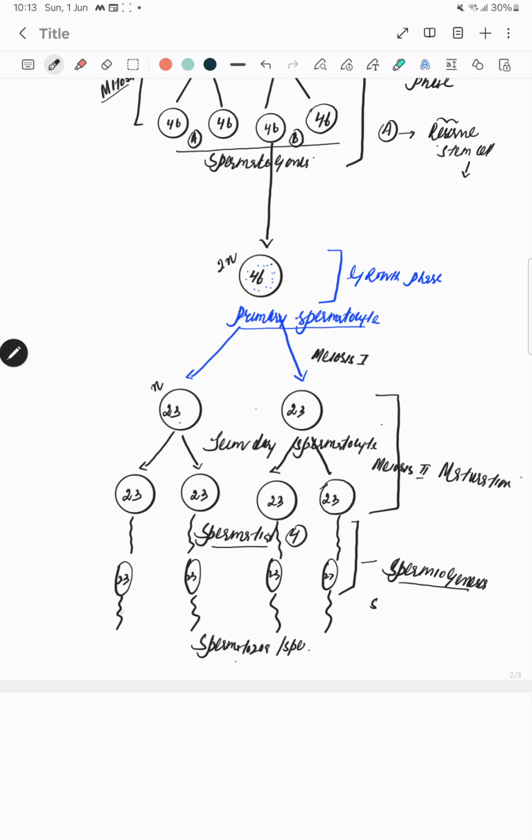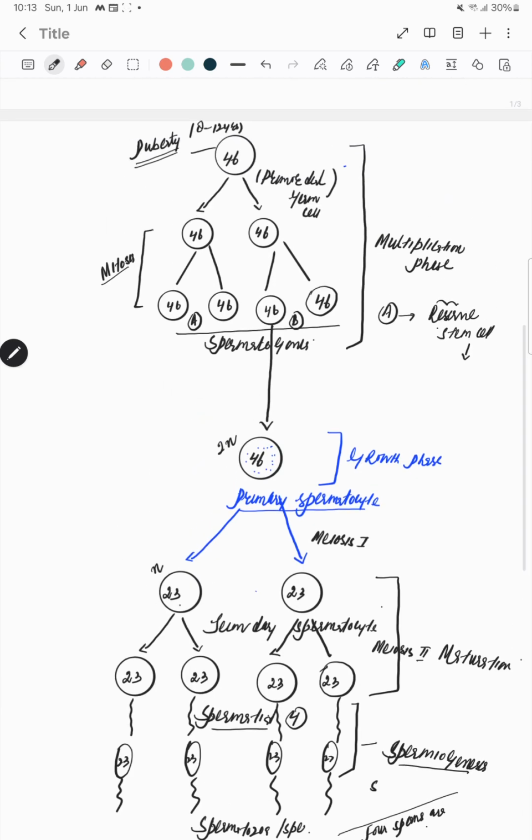Now this is the mature haploid sperm having head, having tail, having middle part. Now this sperm is ready for fertilization, and we can say four sperms are formed from one primordial cell.